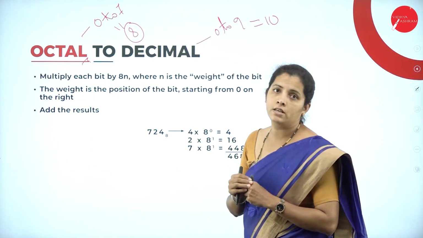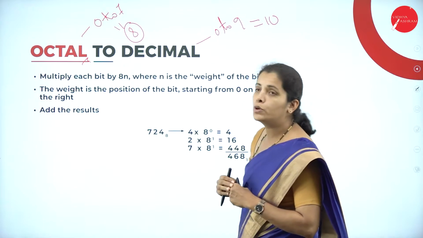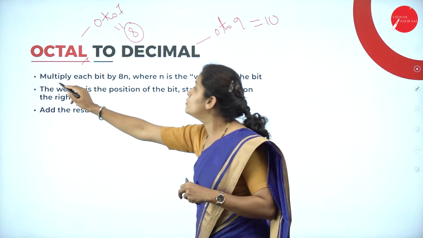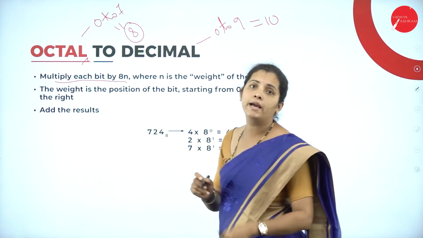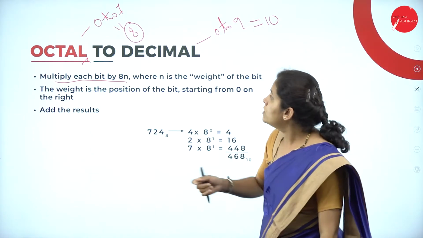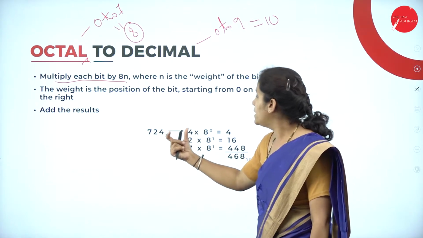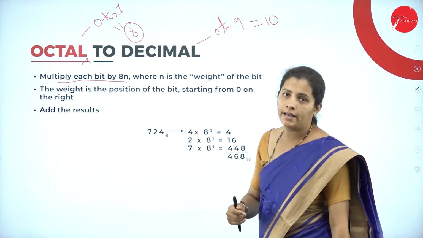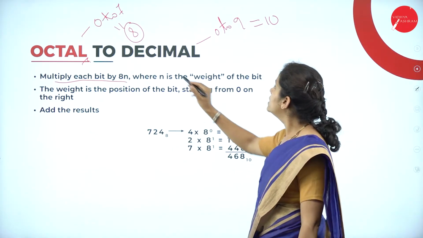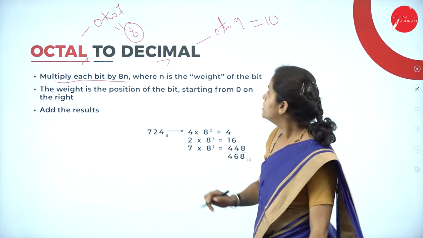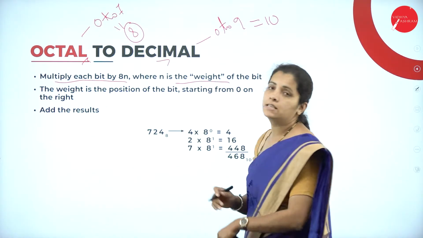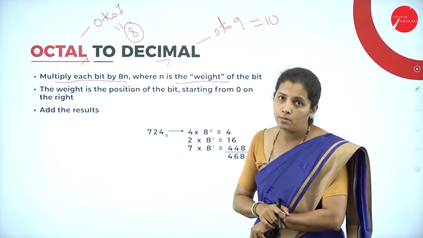How to convert? I am going to multiply each digit by 8^n. Now I have the octal value, and I am going to multiply these by 8^n in order to convert into decimal, where the weight is nothing but your position.